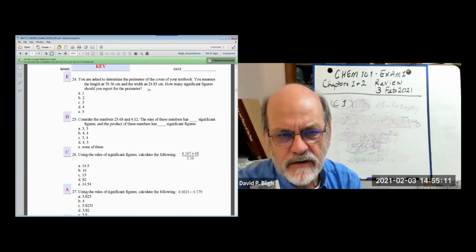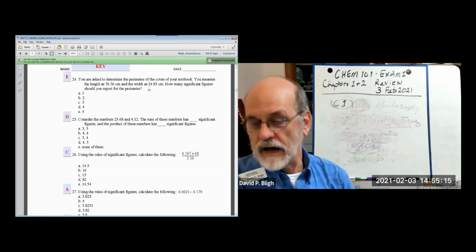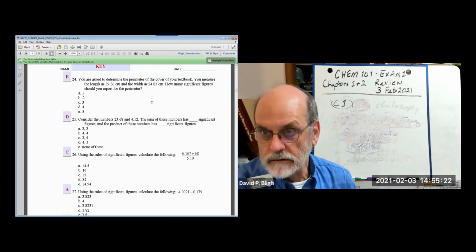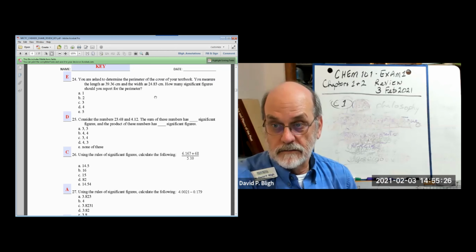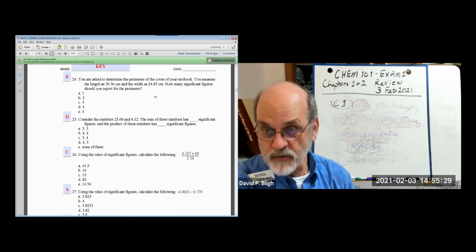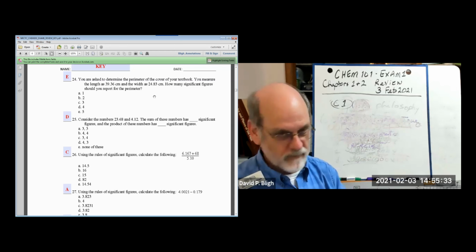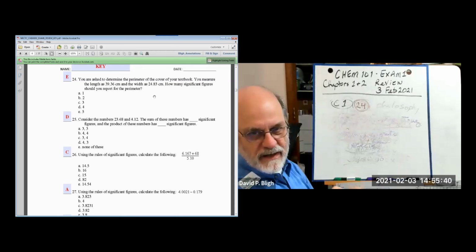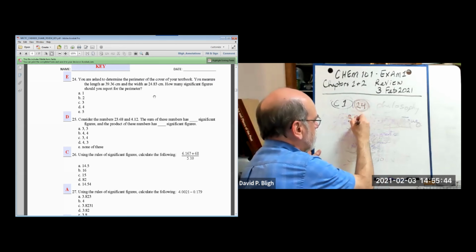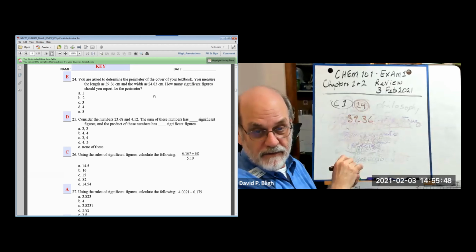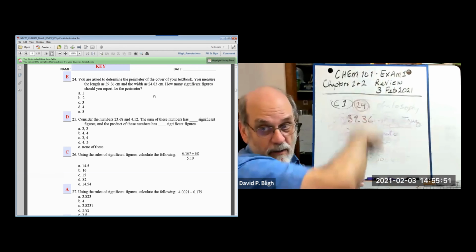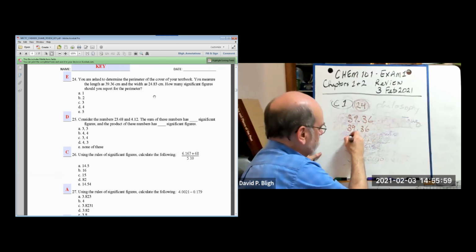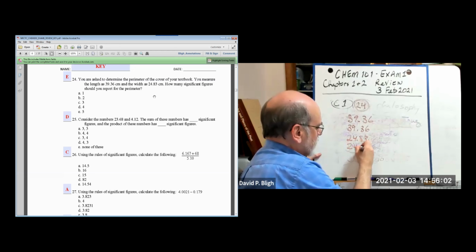You measure the length as how many? Oh, I didn't even read the question, did I? What's the question? Report for the perimeter, not for the area. It's not a multiply. It's an add-subtract rule. Right? I'm hoisted on my own petard, as they say. So what would that be? 39.36. That's the length on one side. That's up. Coming back down, you need 2 of them. And then on the width, 24.83, taken twice.